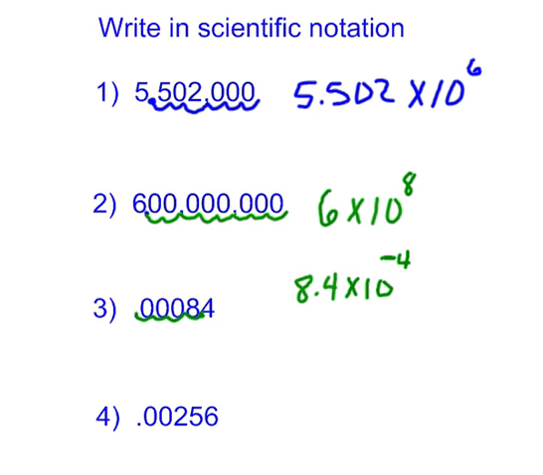And 0.00256, we would put the decimal point between the 2 and the 5. And the difference between them would be 1, 2, 3. So this would be 2.56 times 10 to the negative third, because it is a small number.